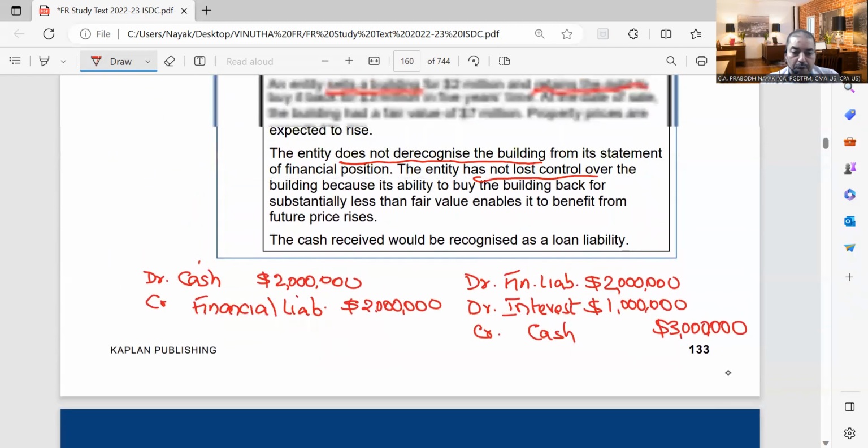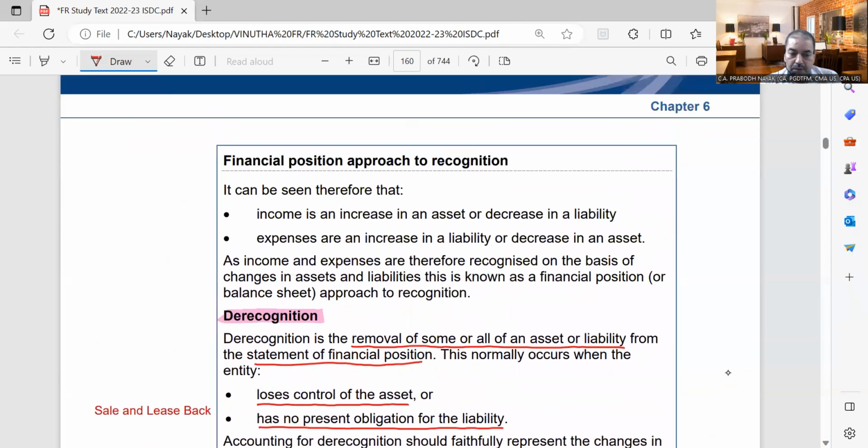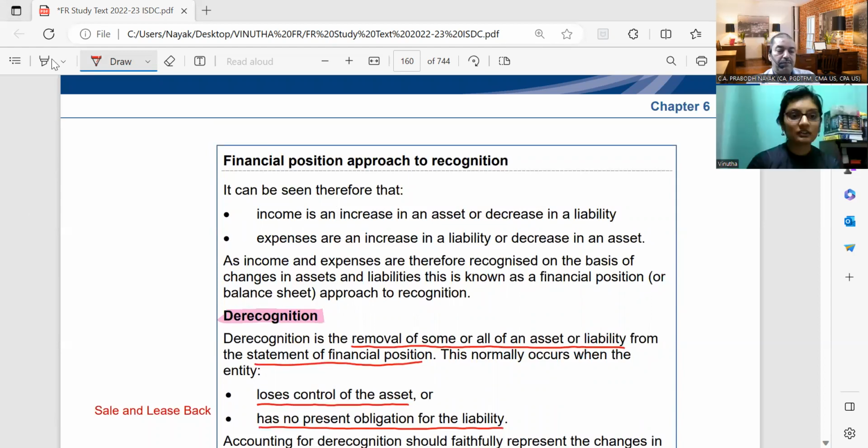So that completes my chapter number 5. Sorry, chapter number 6. Anything that you have not understood? Anything that you want to clarify? All points clear? I have understood, sir. Okay. Sir, I had a small doubt.